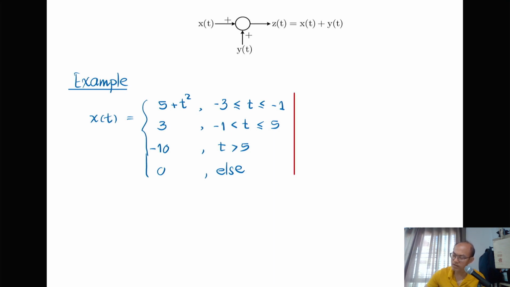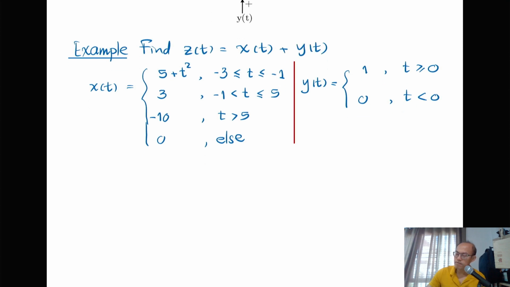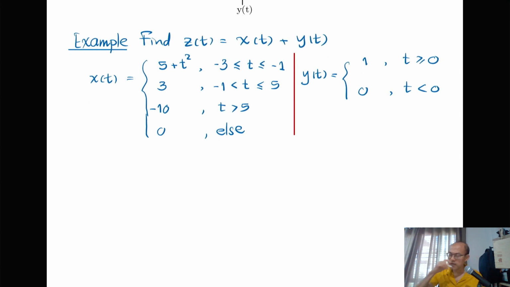And suppose we have another signal y, which is 1 when time is greater than 0 and 0 when time is less than 0, and we want to add these two signals together. Find signal z equal to x of t plus y of t. Now the trick here, I'm going to teach you the trick to do this.